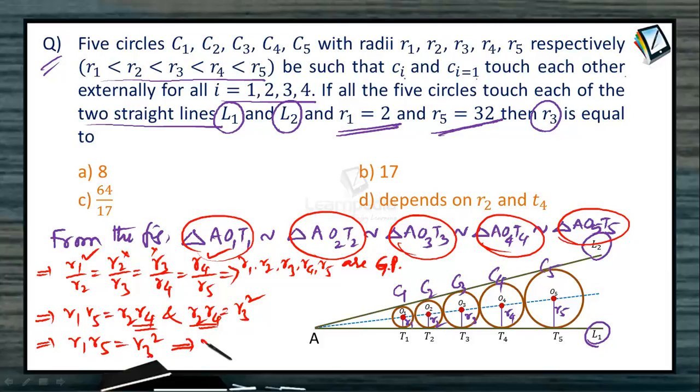That implies R3 square is equal to R1, which is given as 2, and R5, which is given as 32. 32 into 2 is 64. Therefore R3 is equal to root of 64, that is equal to 8. So R3 will be equal to 8. So option A is going to be the correct option for this question.